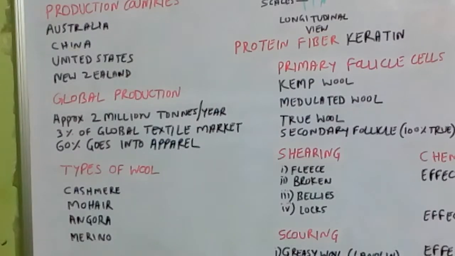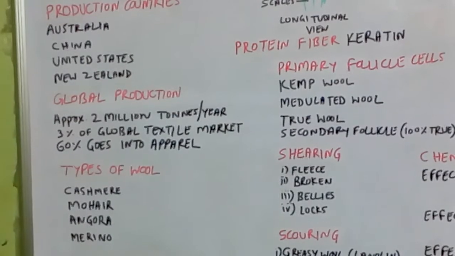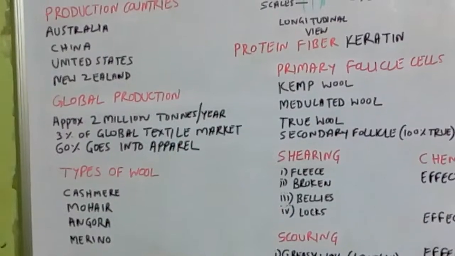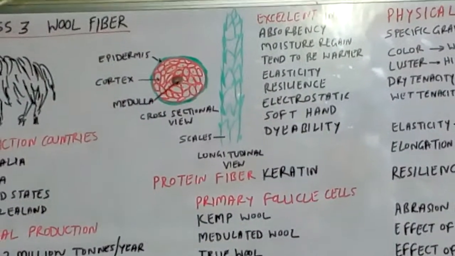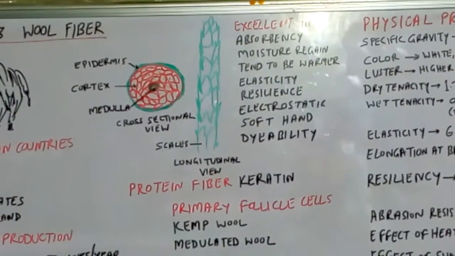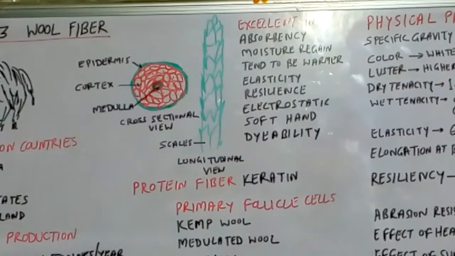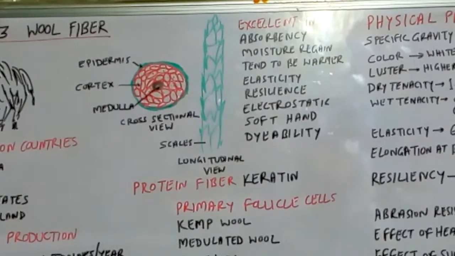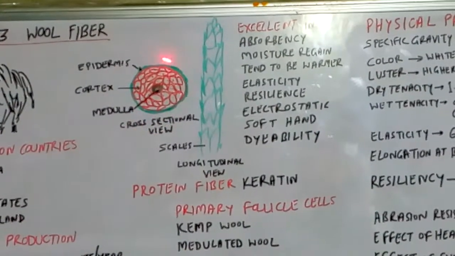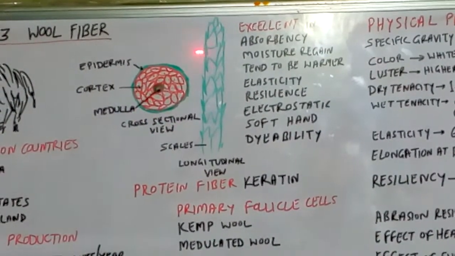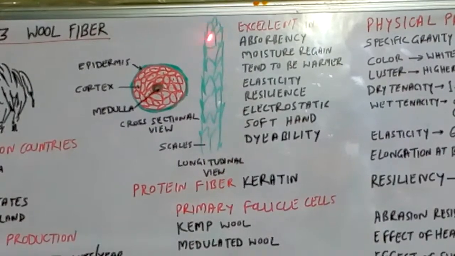Mohair, Kashmir and Angora, and these are all from other parts of the globe. Now this is the classification. Now we go for the fiber study, how the fiber is constructed. It is a natural protein fiber, keratin. This is a cross section of the wool fiber, and this is a longitudinal section of the wool fiber.